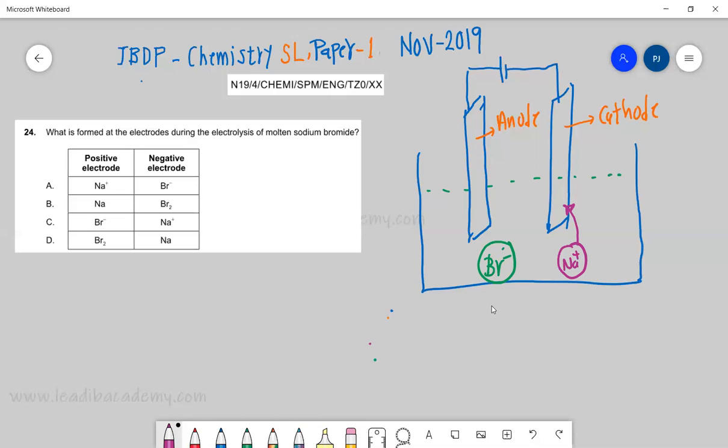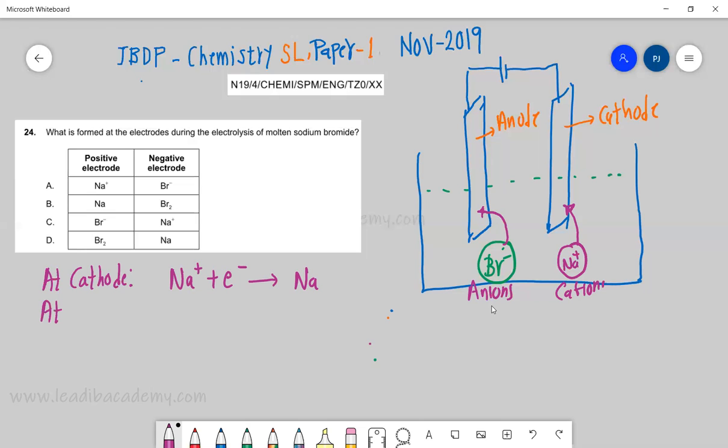Cations will get attracted to the negative electrode, that is the cathode, and for the positive electrode, that is the anode, Br minus will get attracted. These are anions and cations. Simple. So let's see now what reaction we are talking about. At the cathode, we know very well that reduction always takes place. That means the cation Na plus will take one electron and get converted to sodium. It will start getting deposited.